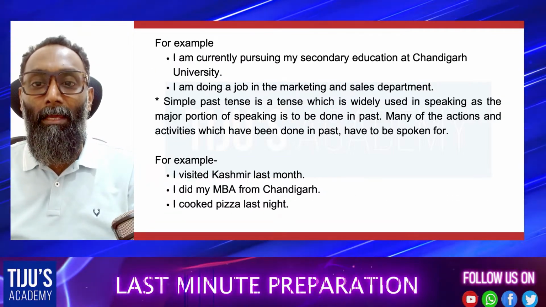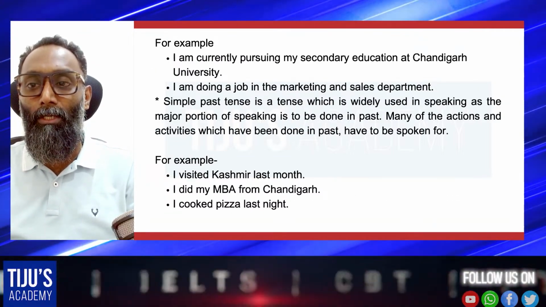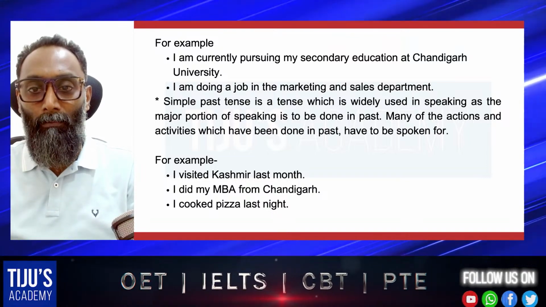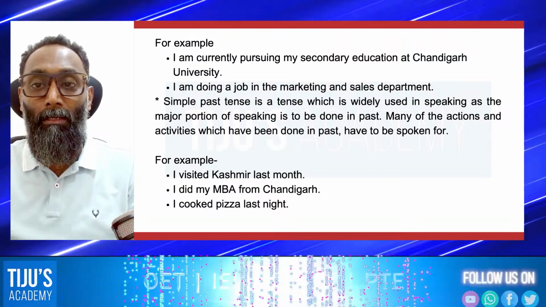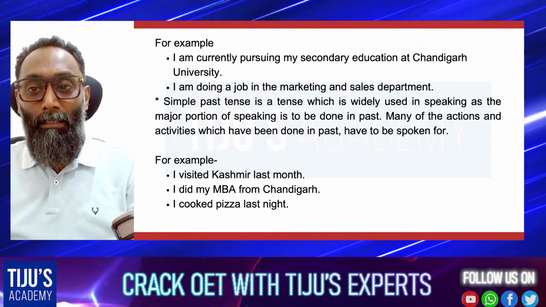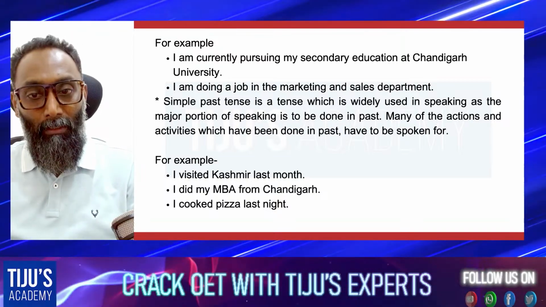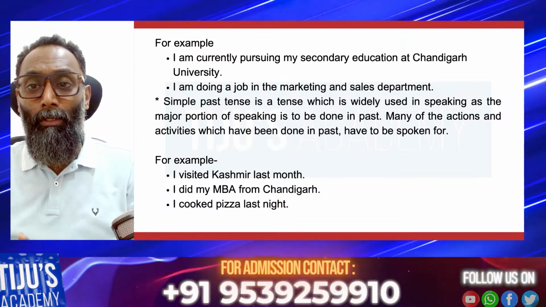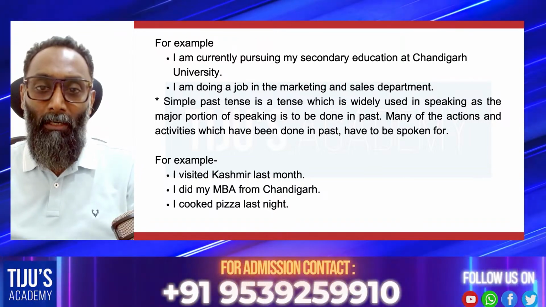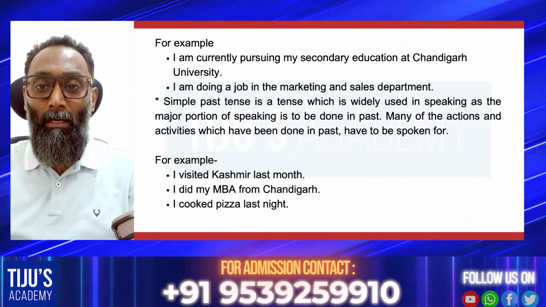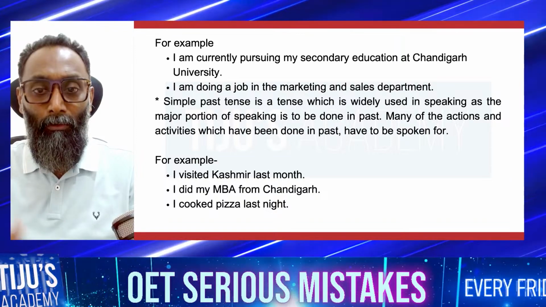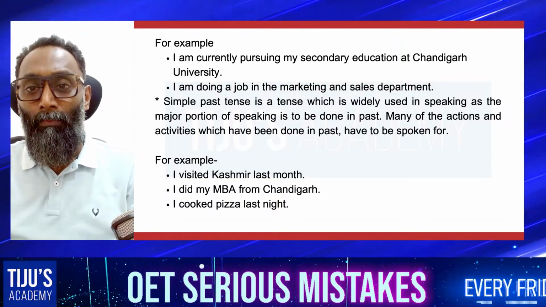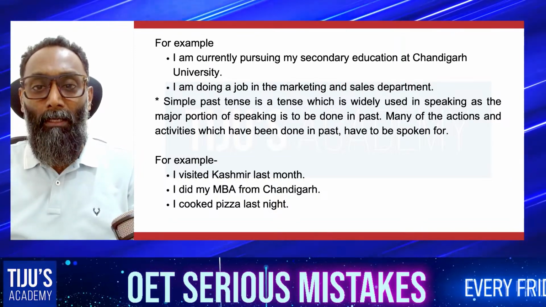For example, I am currently pursuing my secondary education at Chandigarh or wherever, or university. So I am currently working as an English trainer in Tiju's Academy. So that's the present continuous. I am doing a job in the marketing and sales department. So ഞാൻ ഒരു marketing and sales department work ചെയ്യുവാണ്. So I am doing a job in the marketing and sales department.